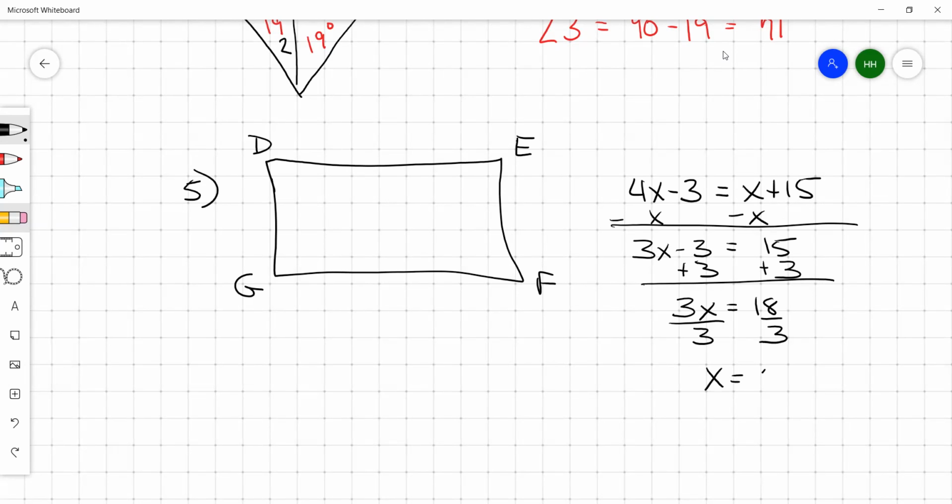I don't know, is it? If X equals 6, it says to find the length of each diagonal. So you take 4 times 6 and you subtract 3. What's 4 times 6? 4 times 6 is 24. Minus 3? Which is 21. And 6 plus 15 is 21.